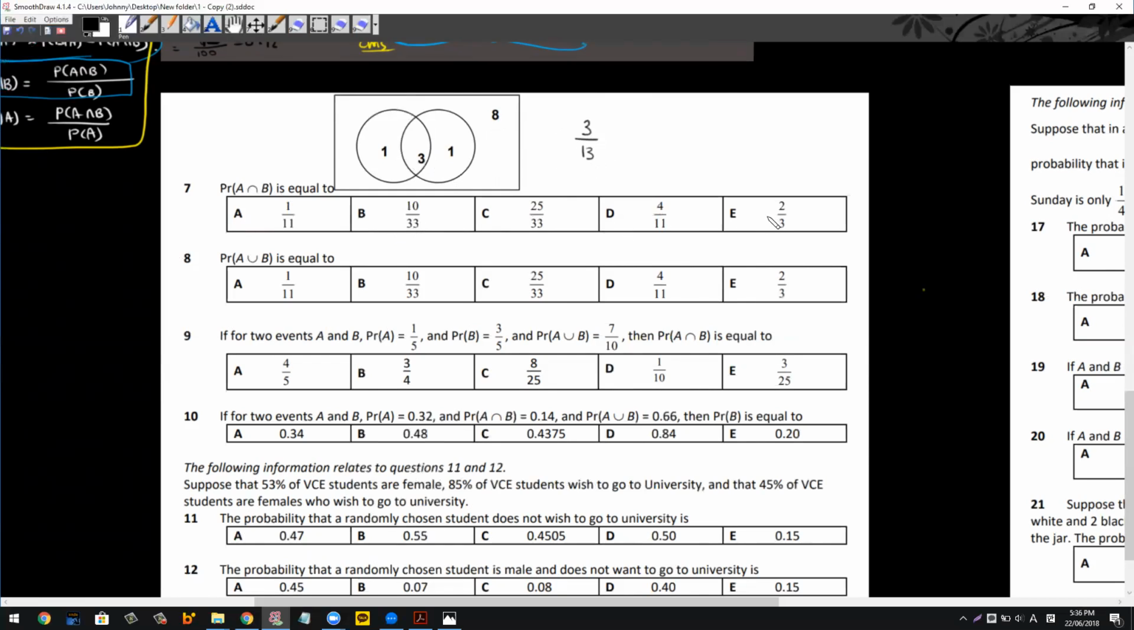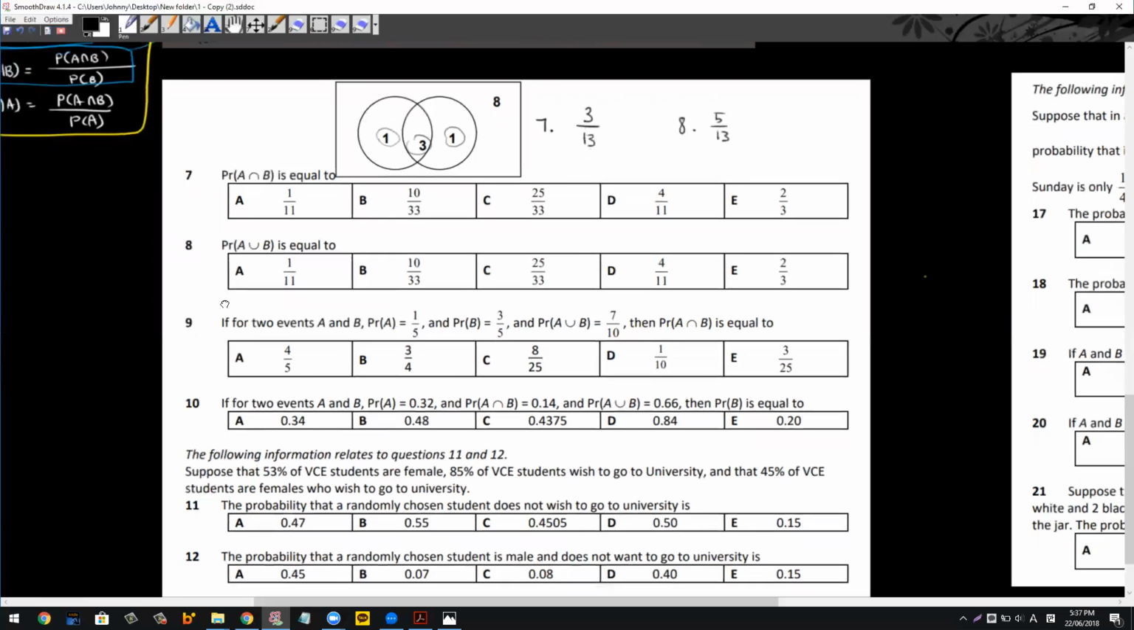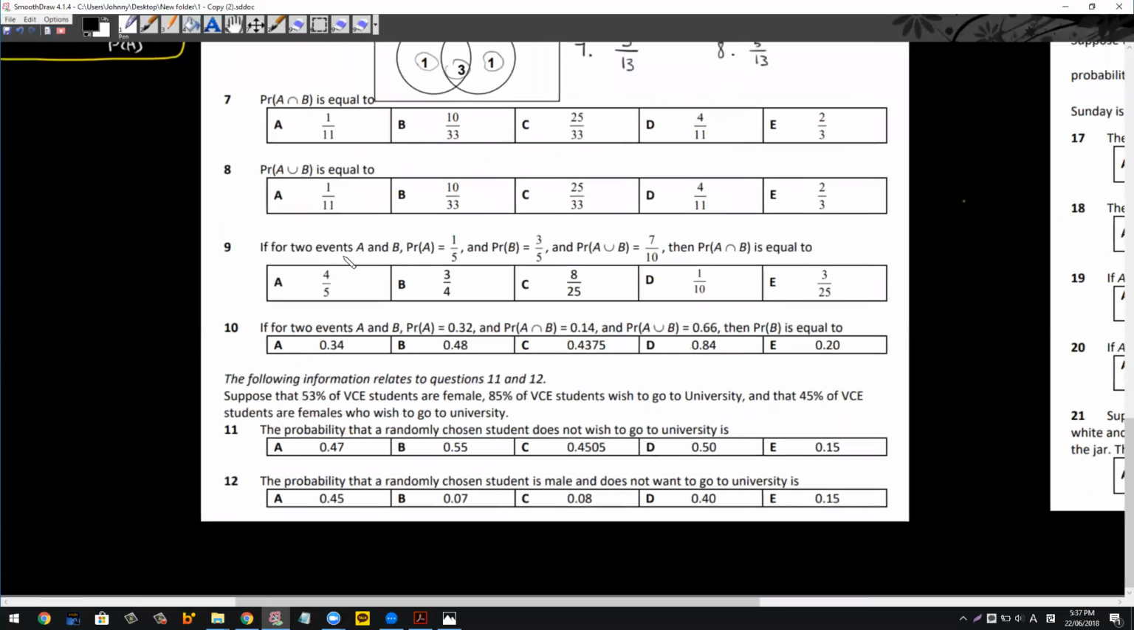Maybe it's a typo. So question 7, it's like this. Question 8, what is A or B? We can just add them up, so that's all of this, right? So that's equal to 5 out of 13. Okay, so can we see that here? Yeah, probably they forgot something in the diagram. Now, let's have a look at this. Have you tried this question, Philip?